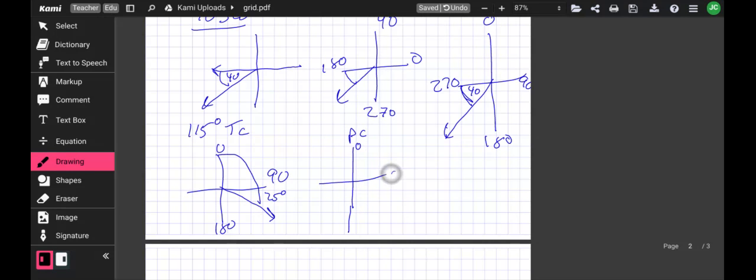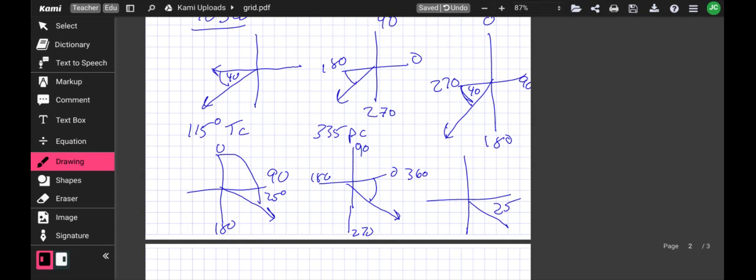of 0, 90, 180, 270, that makes this 360. I am going back 25 degrees from that, so that makes that 335 degrees PC. 360 minus 25. And if I want to put that in the cardinal coordinate system, I'm down here 25 degrees.